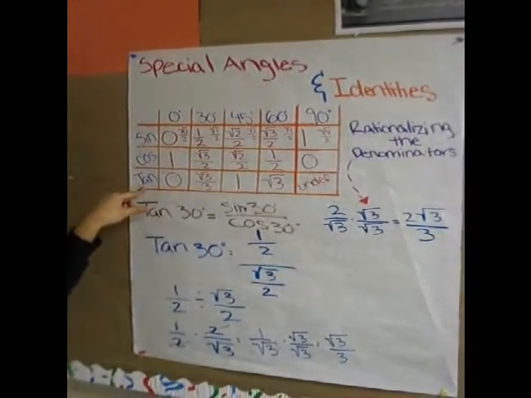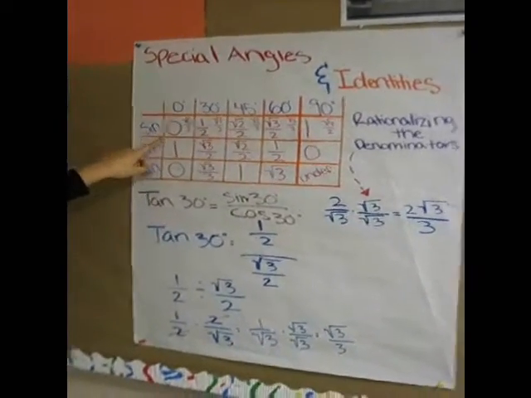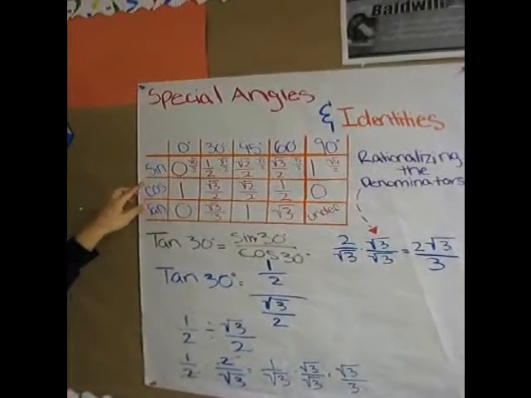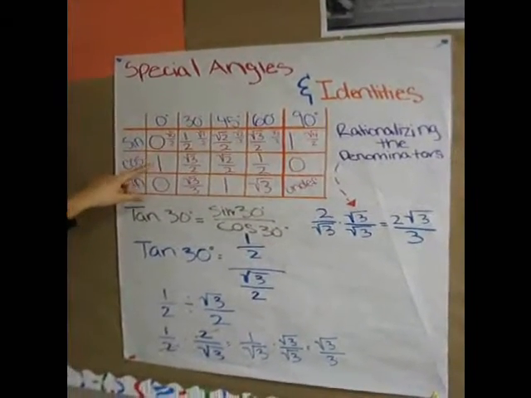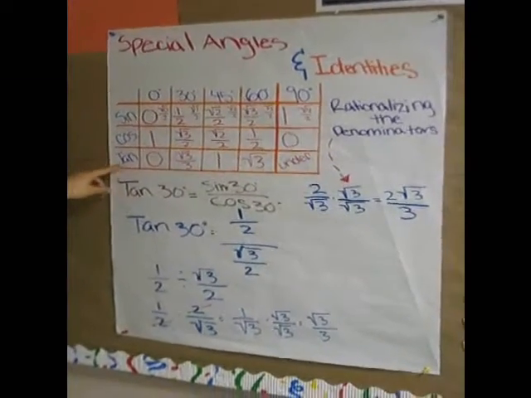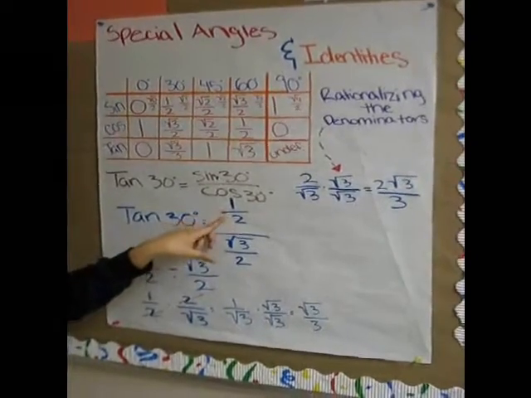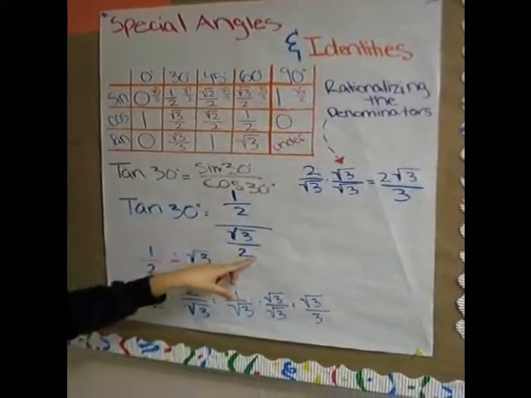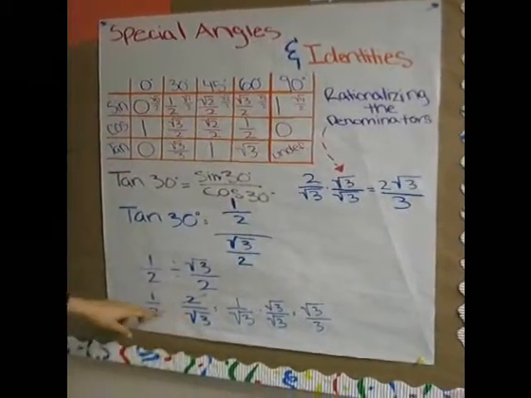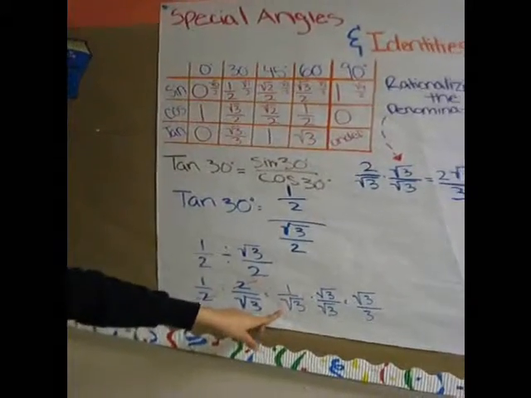And to get tangent, you have to derive it by getting the sine and cosine and dividing them. So 0 over 1 is 0. And to get tangent of 30, you have to divide 1 over 2 divided by the square root of 3 over 2. And then you get the reciprocal right here, and you cancel these out. So it's 1 over square root of 3.